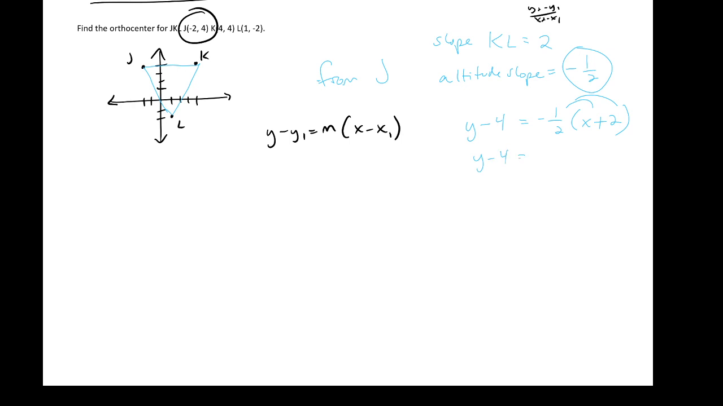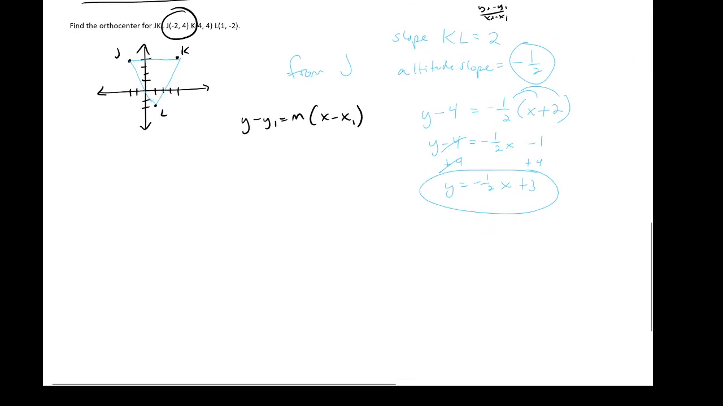Y minus 4 is equal to -1/2 X. -1/2 times +2 is -1. I'm going to add 4 to both sides. Y is equal to -1/2 X. -1 plus 4 is +3. So that's one of my equations.